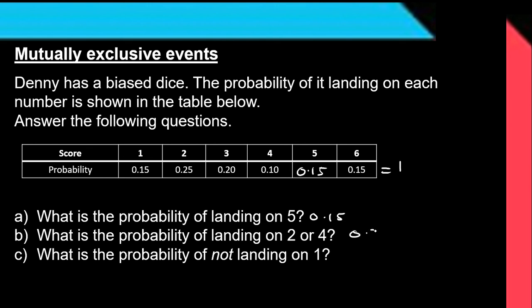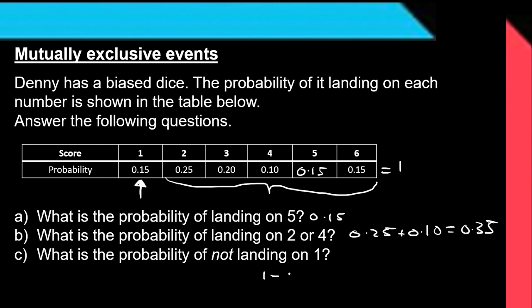So 0.25 plus 0.1 is going to equal 0.35. And the last one: what is the probability of it not landing on 1? So you can either add up all the probabilities of 2, 3, 4, 5, 6, or because we know probabilities add up to 1, we can just take away 0.15 from the actual 1. So 1 minus 0.15, and the answer is going to be 0.85.